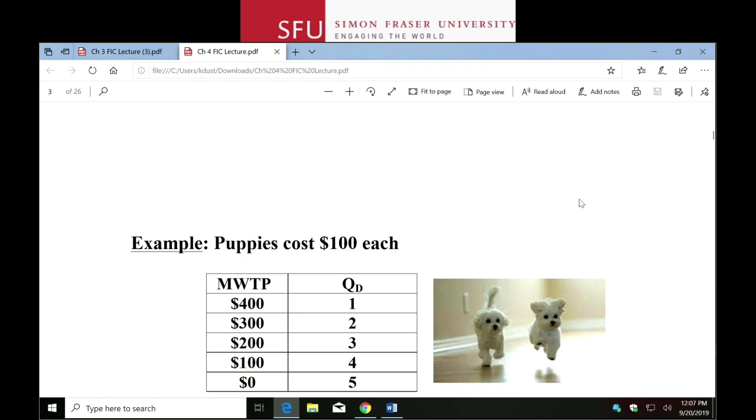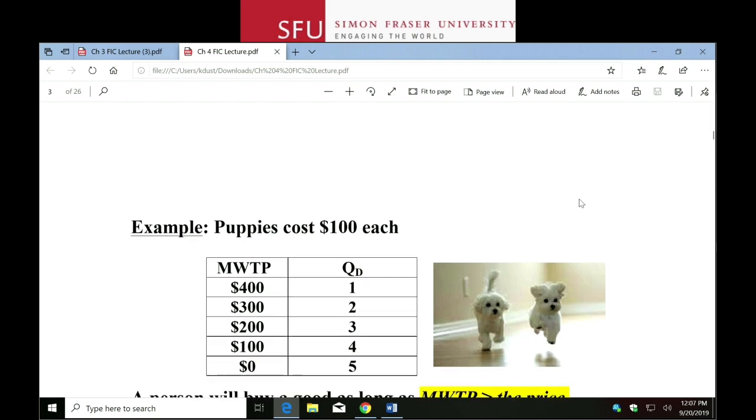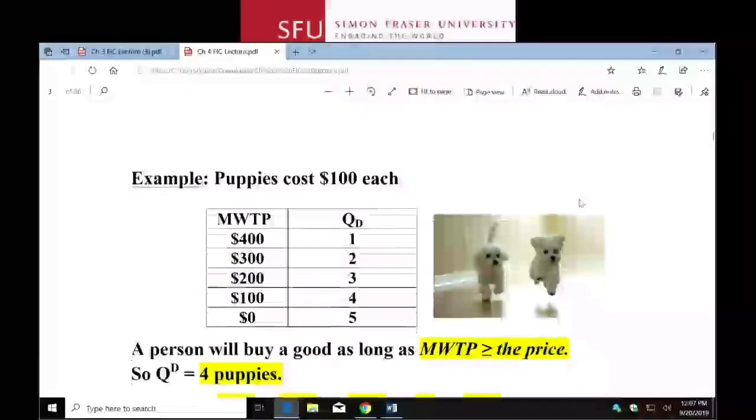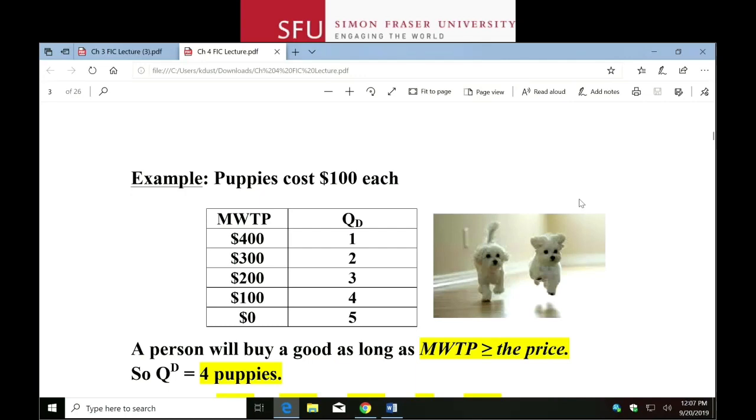Okay, so this person, who obviously likes puppies, is going to purchase 4 of them. He or she is going to purchase all the puppies for which the willingness to pay covers the price or the cost. All right, so this person will buy 4 puppies, or all the puppies for which the marginal willingness to pay is greater than or equal to the price.